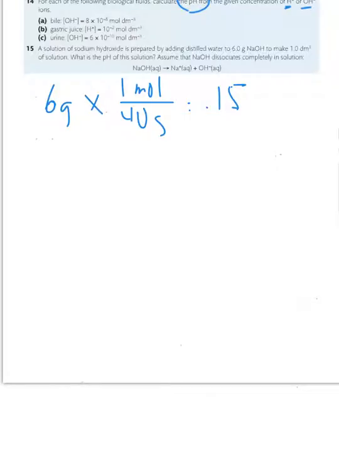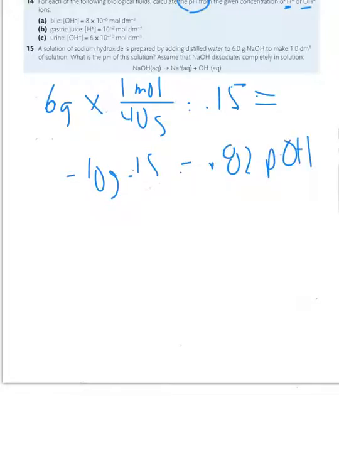So now I can take the negative log of 0.15. Actually, I come up with a pOH of, take the negative log of 0.15, and I get 0.82, but that's my pOH. So when I take 14 minus that, I come up with 13.2 approximately for my pH.